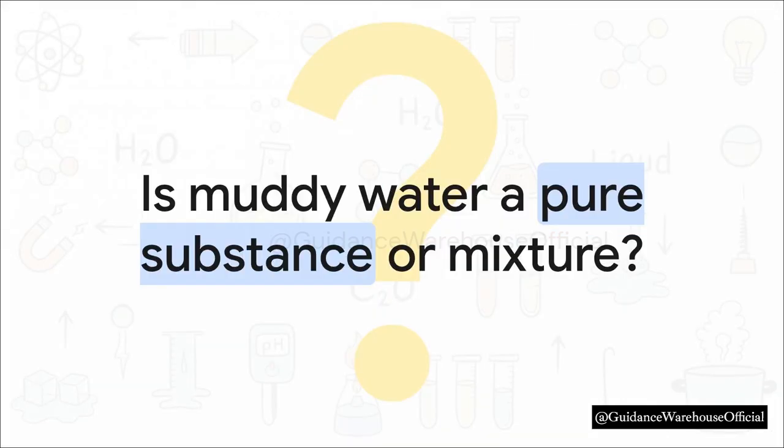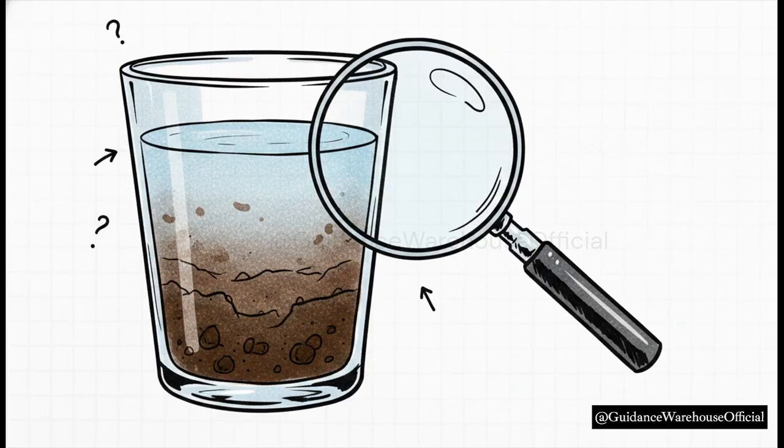Okay, pop quiz time. Let's see if you've been paying attention. Imagine you scoop up a glass of muddy water straight out of a puddle. Is that muddy water a pure substance, a homogeneous mixture, or a heterogeneous mixture? Take a second, think about the definitions we literally just covered. Got your guess? If you said heterogeneous mixture, you are absolutely right.